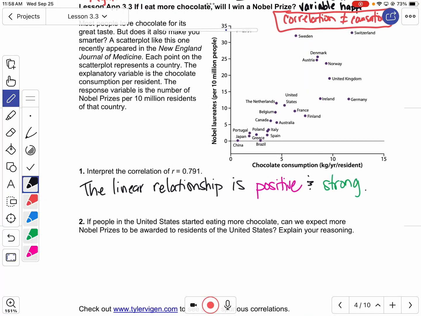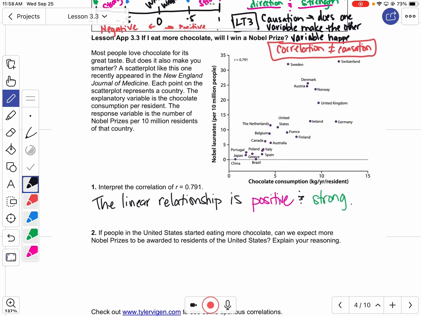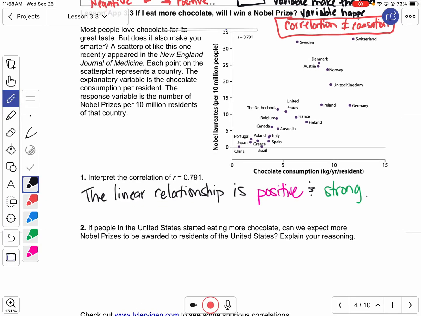Let's look at number 2. It says, if people in the United States started eating more chocolate, can we expect more Nobel Prizes to be awarded to us? No. One, that doesn't make sense. But the main reason why is there a linear pattern in our data? Yeah. But does eating chocolate cause me to be smarter? No. We would say no because correlation does not mean that we have causation.